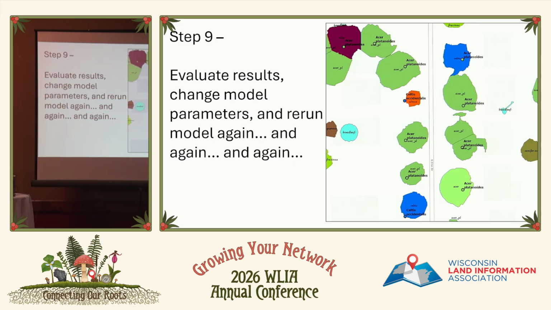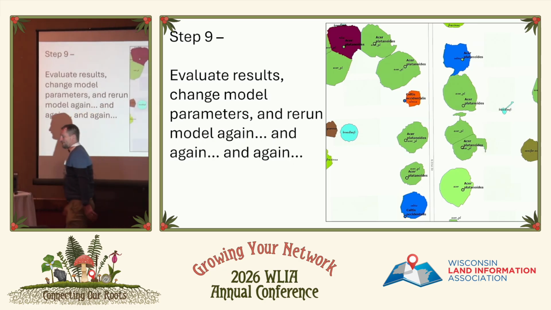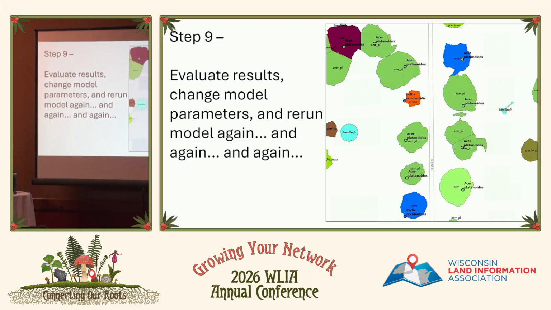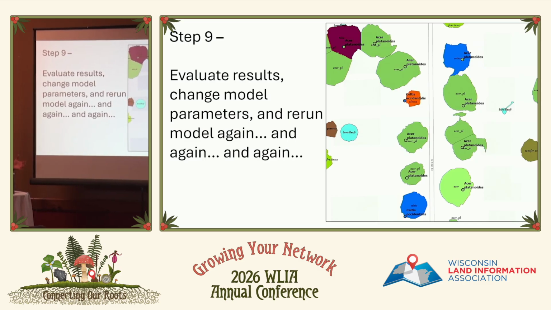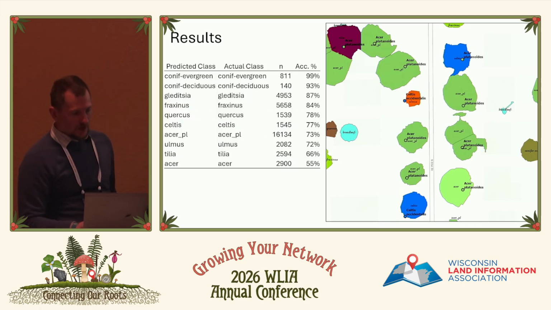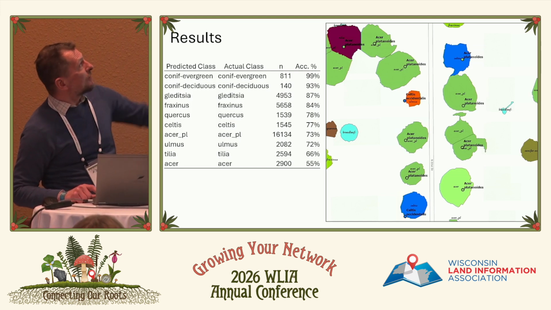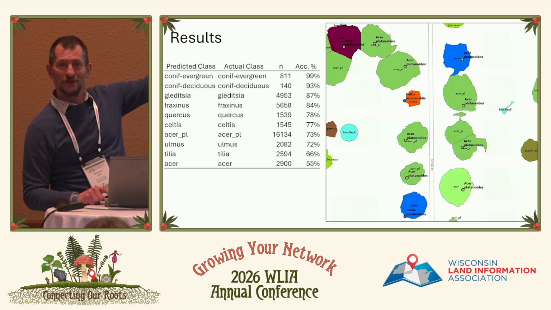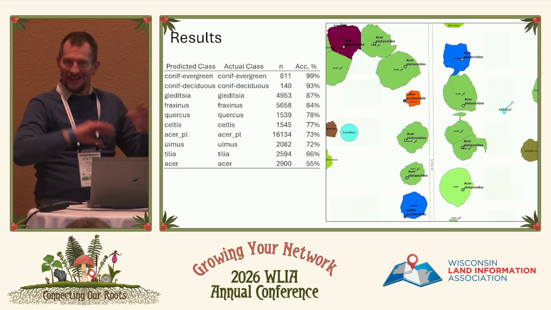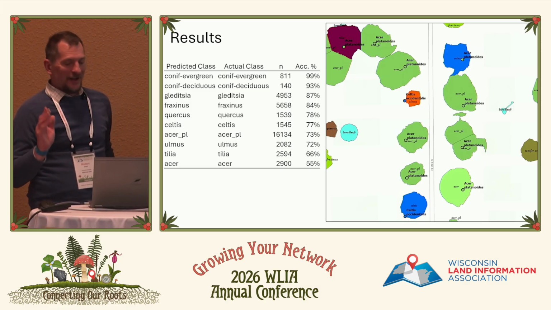So we go through that process and measure the accuracies of each one of these species or generic groups of genera. The take-home message is this model does coniferous versus deciduous really, really well. That's a no-brainer. Let me go back real quick.